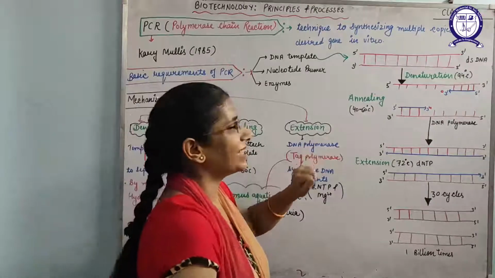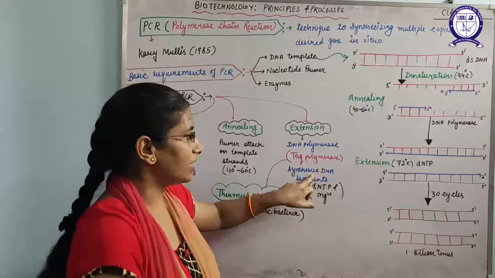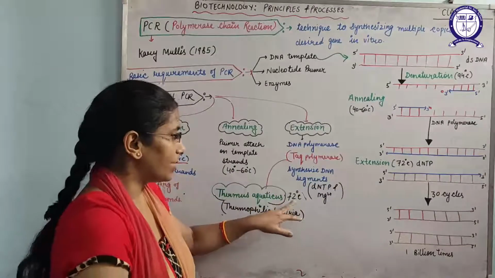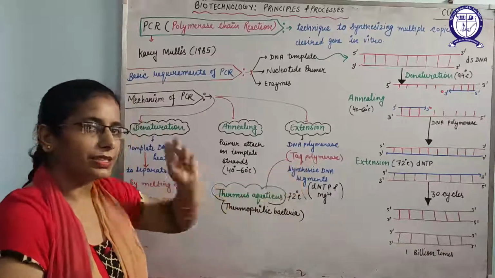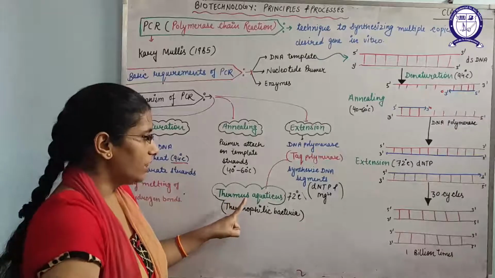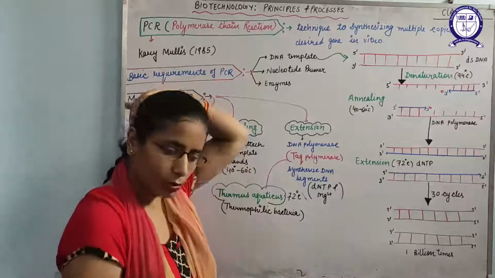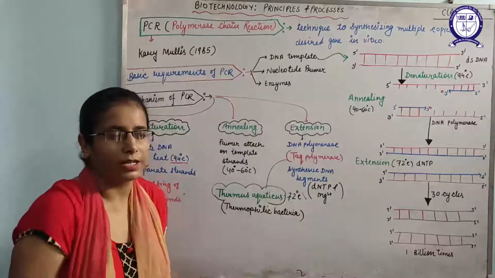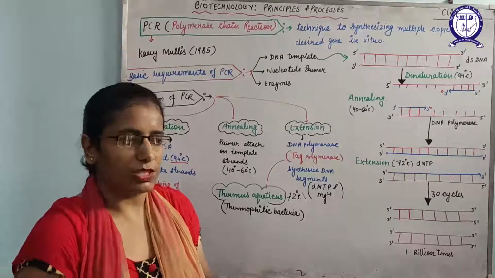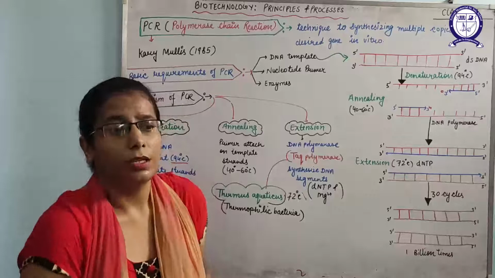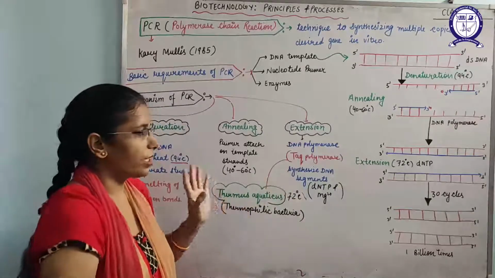And third step is the extension, where DNA polymerase, but specific Taq polymerase enzyme, synthesizes the DNA strands at 72 degrees Celsius. And this Taq polymerase enzyme is extracted from the special bacteria that is known as Thermus aquaticus. That is a thermophilic bacteria which can work at high temperature also, because thermophilic bacteria are the bacteria which can work at a high temperature, because their enzymes are specially designed according to their conditions where they are living. That is why this enzyme is taken from the Thermus aquaticus.